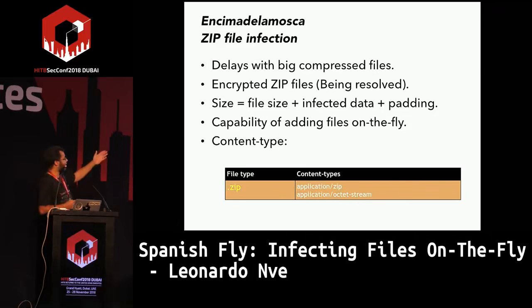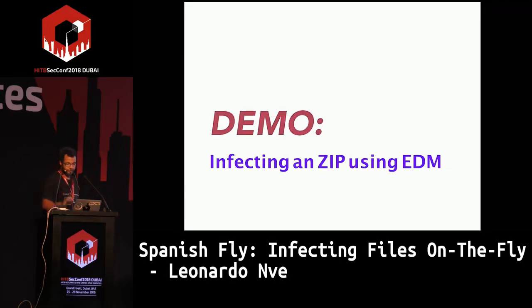Also, I added the capability of adding files inside a zip. Now, to detect that you are downloading a zip file, the proxy checks the content type header, and checks that the content type is application zip, or if it's the generic application octet stream, it checks for the .zip extension. Okay, let's do the demonstration.